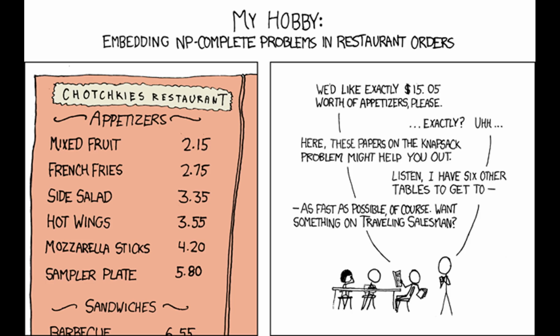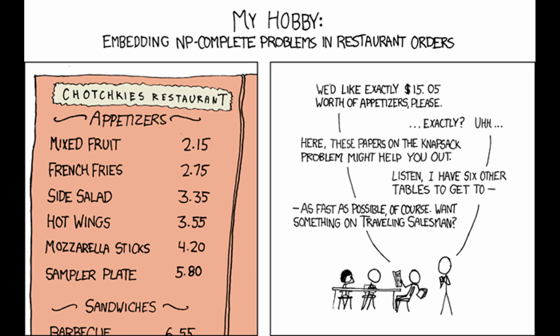For those curious, there are exactly 2 combinations of appetizers that total 15.05 and solve the problem posed in the comic strip: a combination of 2 orders of hot wings, 1 order of mixed fruit, and 1 sampler plate; and 7 mixed fruit orders. The solution was not intended, see trivia below.